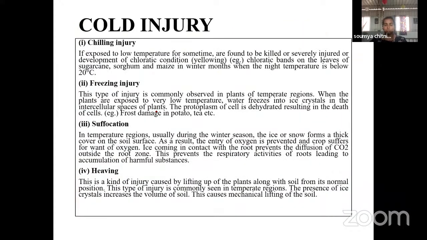Now coming to the cold injuries. Just like we have injuries because of high temperature, we can also have injuries because of low temperature. You will usually find chilling injuries and freezing injuries. Chilling injuries occur when the temperature is less than 10 degrees Celsius. Here we can find injuries or chlorotic conditions on the leaves. But freezing injury is when the temperature is less than 4 degrees Celsius. Freezing means the water in the plant gets frozen, so because of that the plant cannot survive. That is freezing injury.